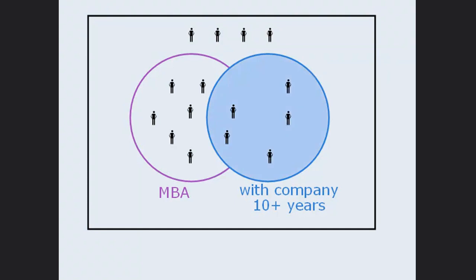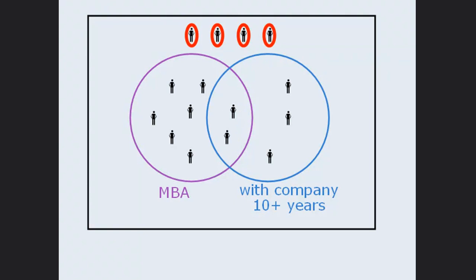So, since there are 5 people inside this blue circle, we know that there are 5 people who have worked at the company for more than 10 years. Similarly, since there are 8 people inside this purple circle, we know that there are 8 people at the company who have an MBA. Also, these two symbols inside both circles represent the 2 employees who have an MBA and have worked at the company for more than 10 years.